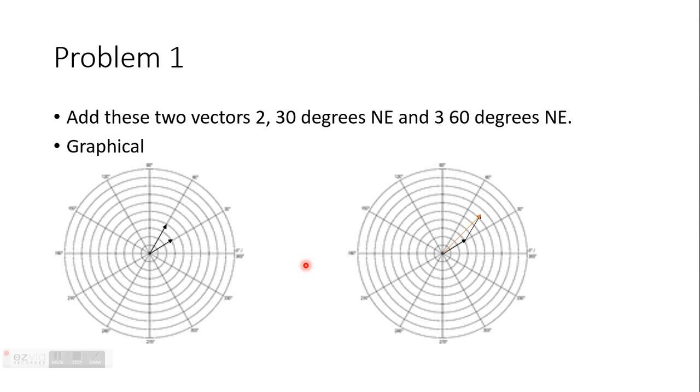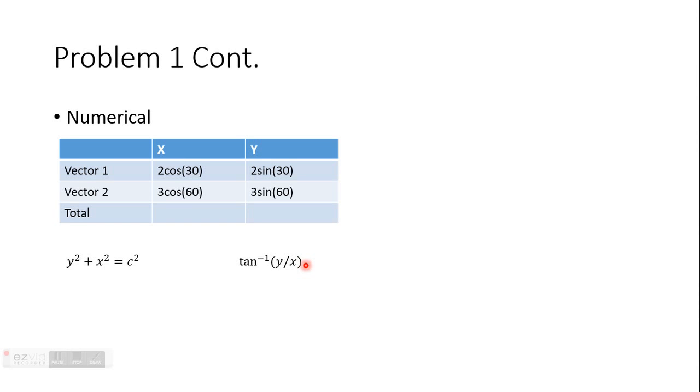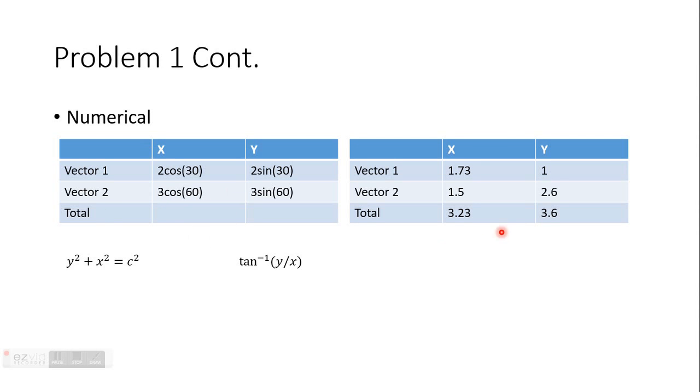Here's the numerical method. As we said, you just take the magnitude times the direction, the cosine of the direction or the sine of the direction, and then you add them up, like here, and then you use these properties to find the magnitude and direction.